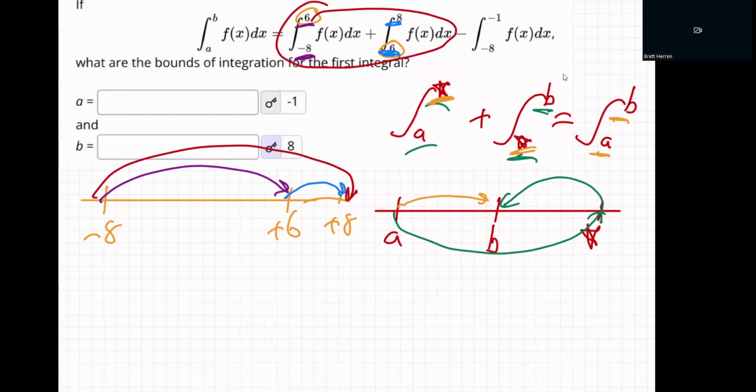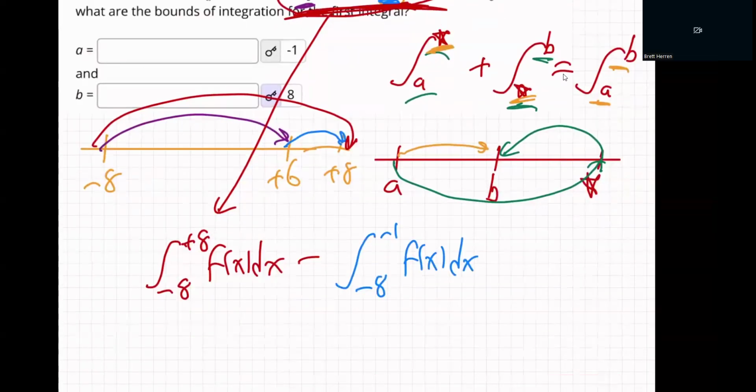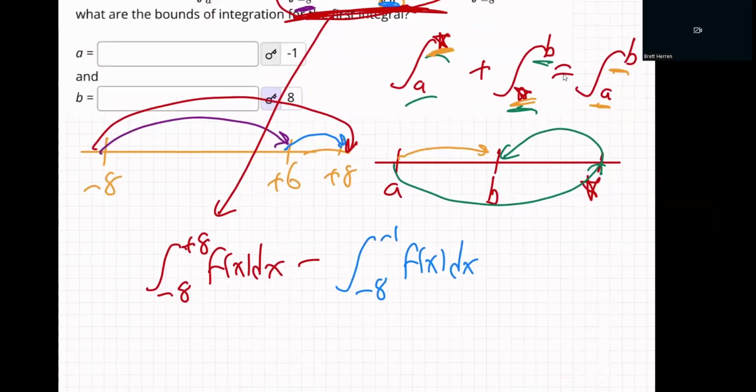So these first two together are the integral from -8 to +8 of f of x dx. That's these first two put together because these numbers match. Minus, okay, let me bring down the next part, the integral from -8 to -1 of f of x dx. Now, again, we want to get a match, don't we? So we want one of them on the top and the other one on the bottom. We have these -8s. He's on the bottom here, but here he's also on the bottom.